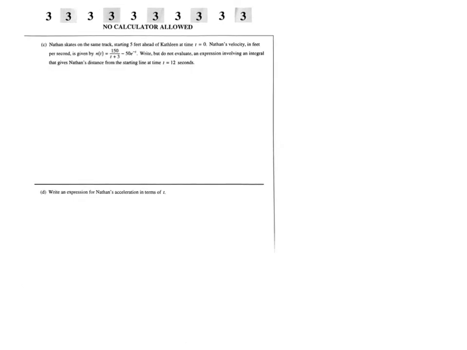Continuing on now to part C, they now introduce Nathan into the story, who's starting 5 feet ahead of Kathleen at time equals 0. So there's a very important initial condition. If you go back to the original question, it tells you that Kathleen starts at the starting line at time t equals 0. So basically, his position is 5 feet in front of the starting line. So you've got a situation like this: starting line there, Kathleen does her thing, Nathan starts here at position equal to 5.